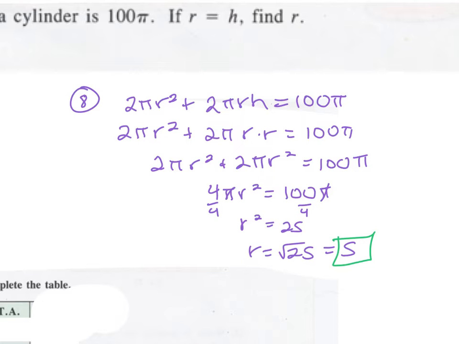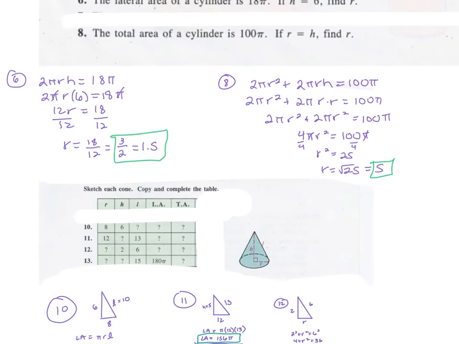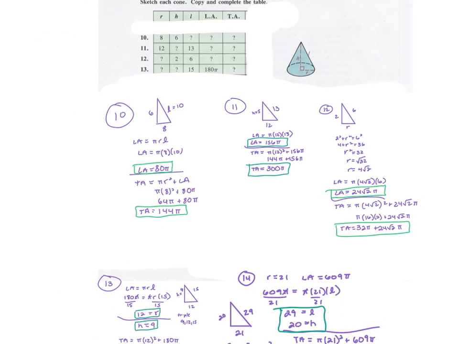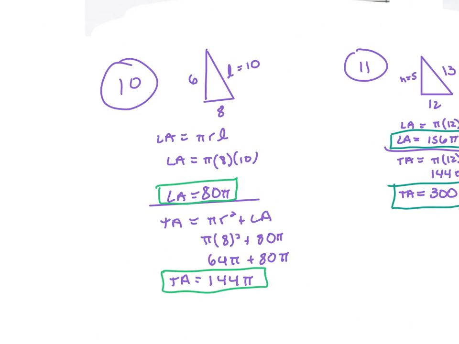Everybody good on that? Yeah. Okay. All right, let's show number 10. So again, you're looking for the lateral area and the total area. Your slant height is 10.